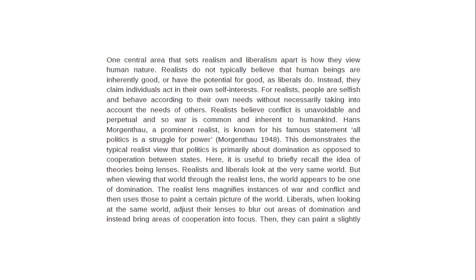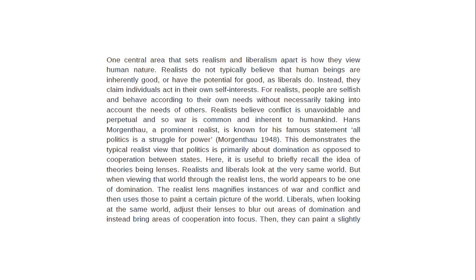So for realists, people are selfish and behave according to their own needs without necessarily taking into account the needs of others. Realists believe conflict is unavoidable and perpetual, and so war is common and inherent to humankind. Hans Morgenthau, a prominent realist, is known for his famous statement, "All politics is a struggle for power." Morgenthau said this in 1948. This demonstrates the typical realist view that politics is primarily about domination as opposed to cooperation between states.